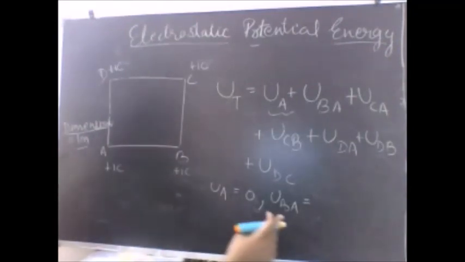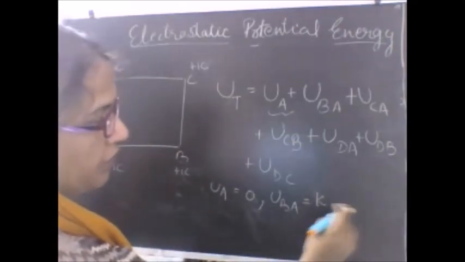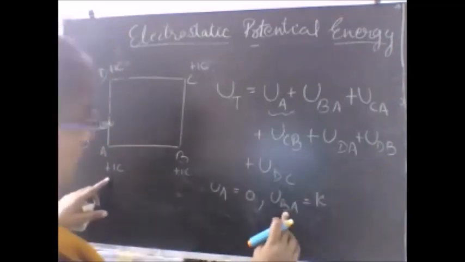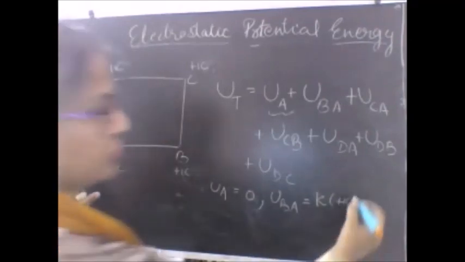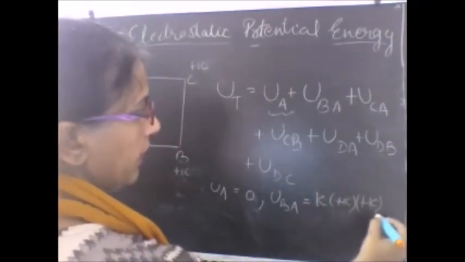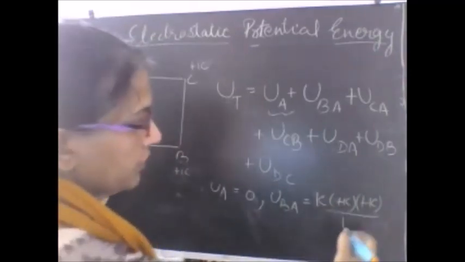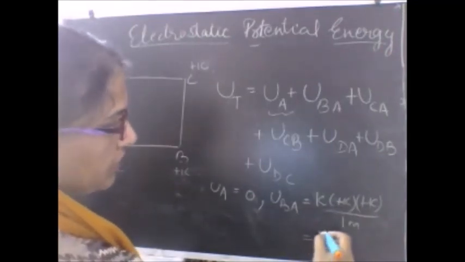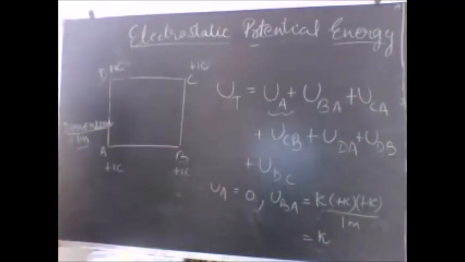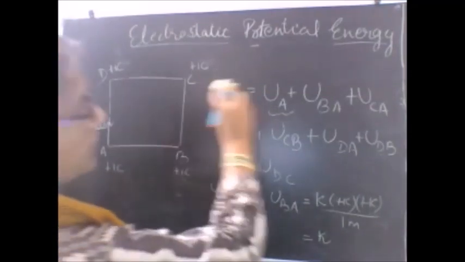So what is UBA? Let us go back to the formula. The formula says the potential energy is K and the multiplication of both the charges. So charge at B 1 coulomb and the charge at A, which is also 1 coulomb, divided by the distance between the two charges, which is 1 meter. So it comes out to be just K. UBA is just K. Same way we can perform the calculation for UCA.